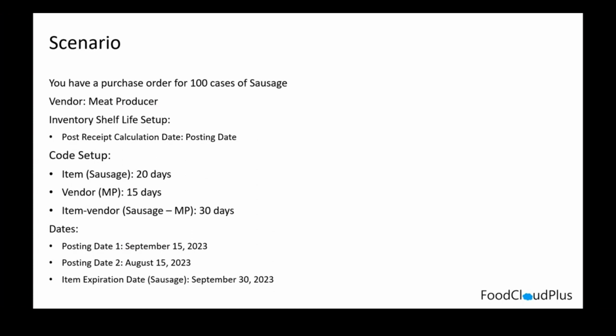We'll consider two scenarios. One where our posting date is set to September 15, and another where our posting date is set to August 15. However, in both of these scenarios, the expiration date for this quantity of sausage will be September 30th.